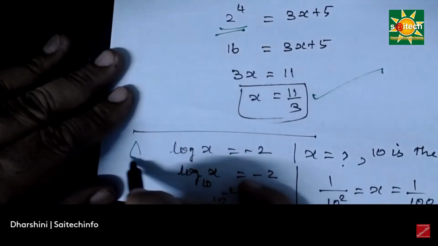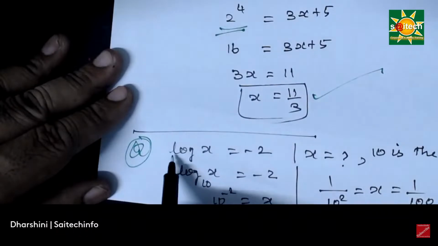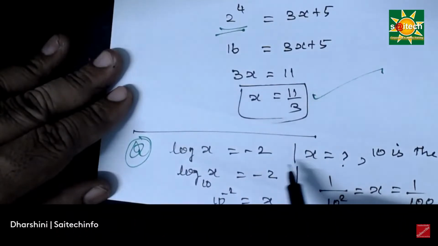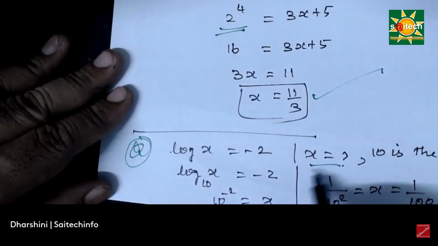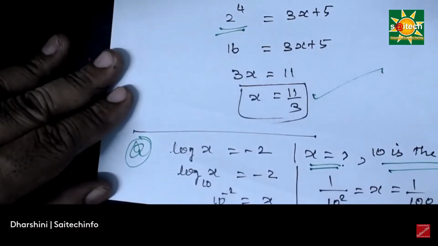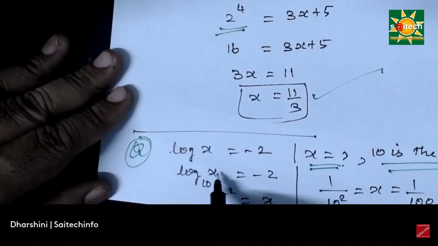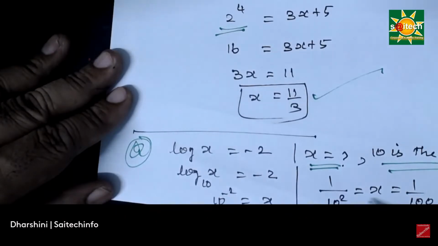Similarly, you can proceed with the next sum, that is log x is equal to minus 2. Using 10 as the base, we can put x to the base 10. So 10 power minus 2 is equal to x. This 10 power minus 2 can be written as 1 by 10 squared, that is equal to x, which is nothing but 1 by 100.